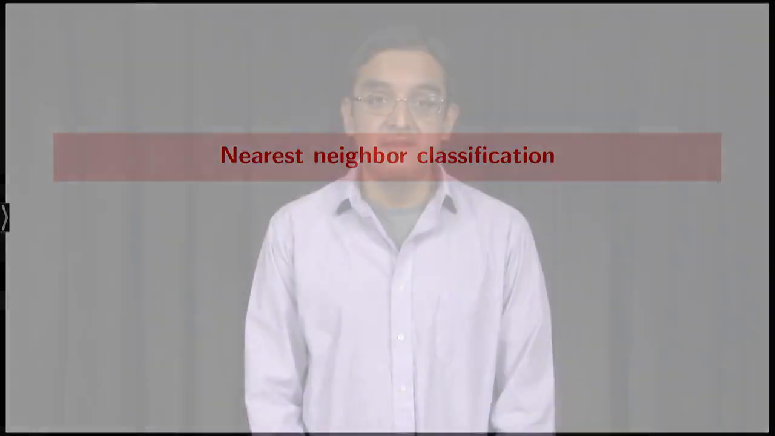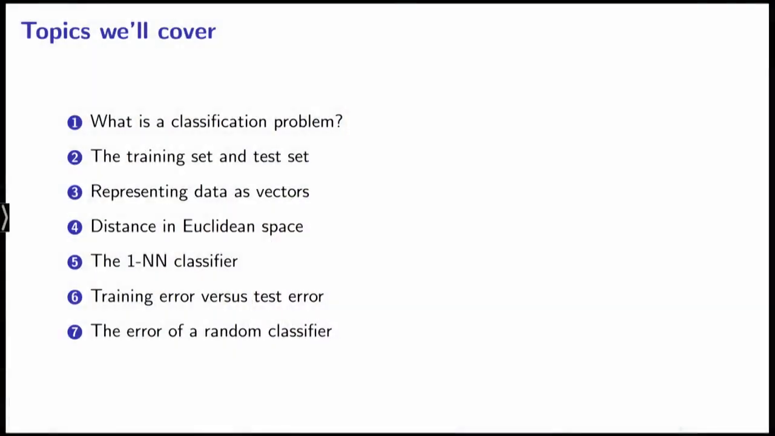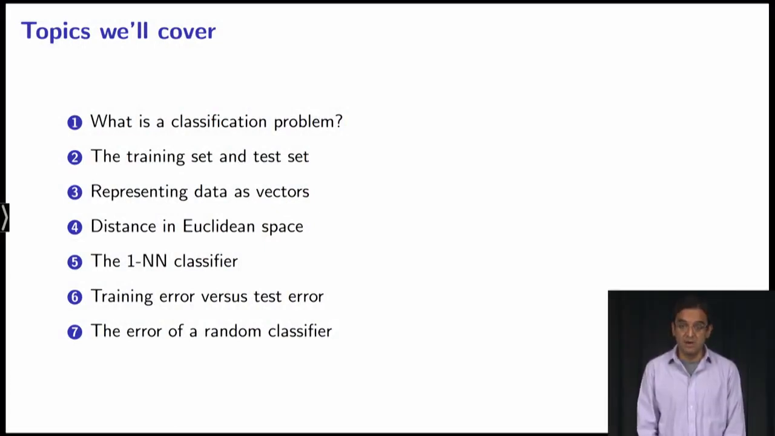Today, we will get a feel for machine learning by looking at one of the oldest and most enduring methods of classification, nearest neighbor. So we'll use this as a way to introduce the notion of a classification problem, and also to introduce some basic machine learning terminology like training set, test set, training error, test error.